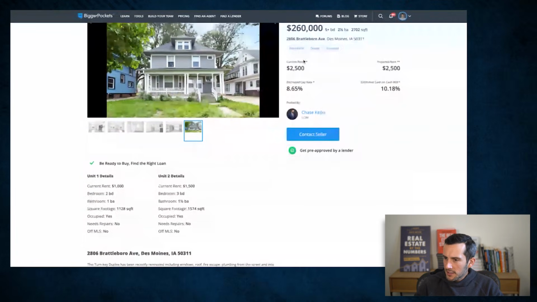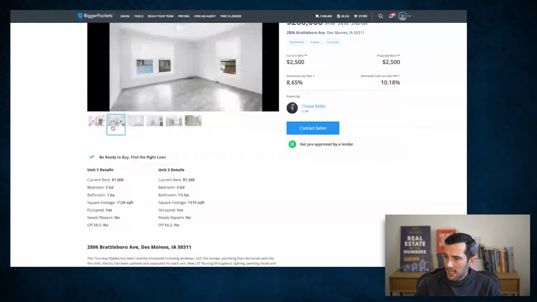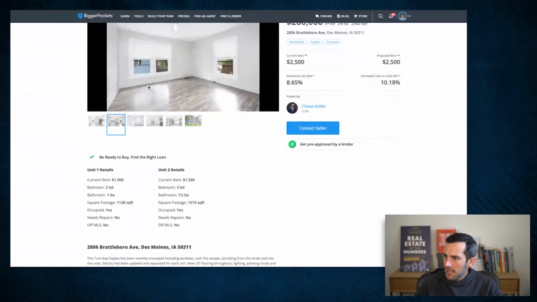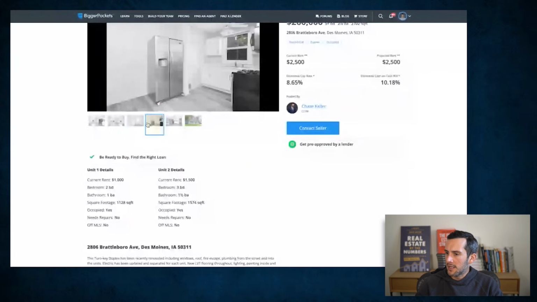Let's look at some pictures before I scroll down. You can see that it's recently been updated, so I really like that. We have that luxury vinyl plank flooring. It looks like the windows have been, the whole thing's been painted a little bit. The bathroom has rental grade finishes, but that's pretty nice. I could definitely see people wanting to live here.